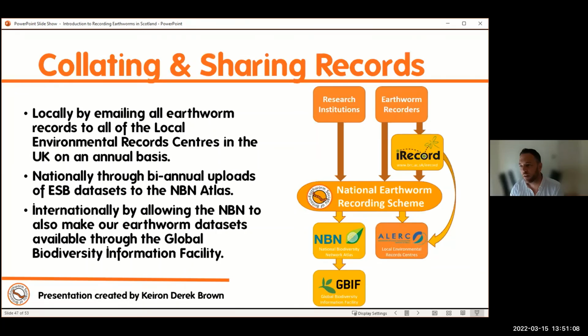Okay, so collating and sharing records. We try and make sure that our records are available to as many different organisations as possible. We share them locally by emailing them through the Association of Local Environmental Record Centres to the record centres that are registered with them, which includes TWIC. And Natalie will be pleased to hear that I've got data that's coming soon. Before I send it off, I'm just trying to sort out some Northern Ireland data.